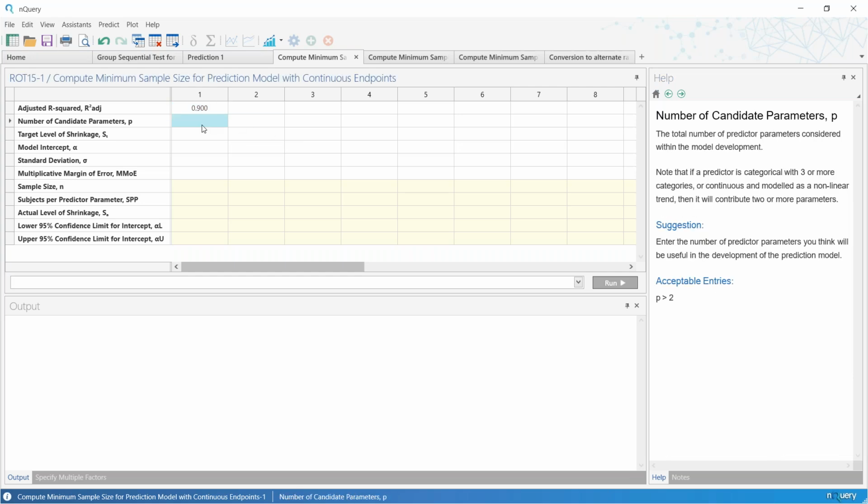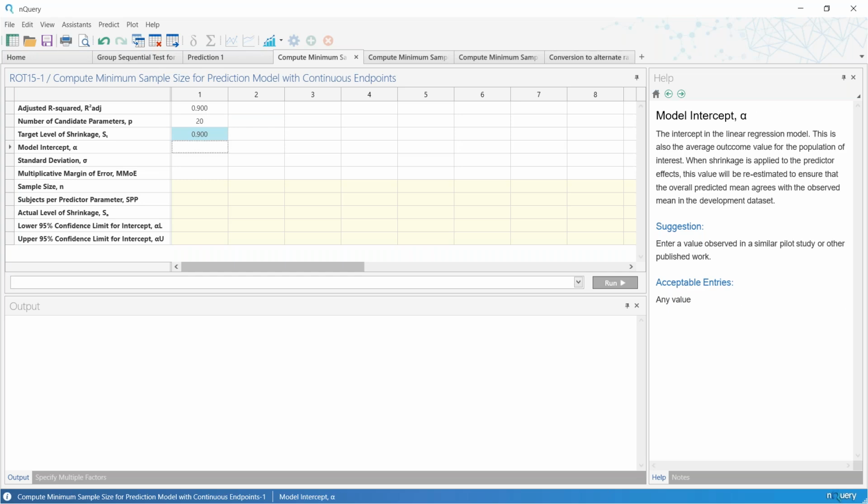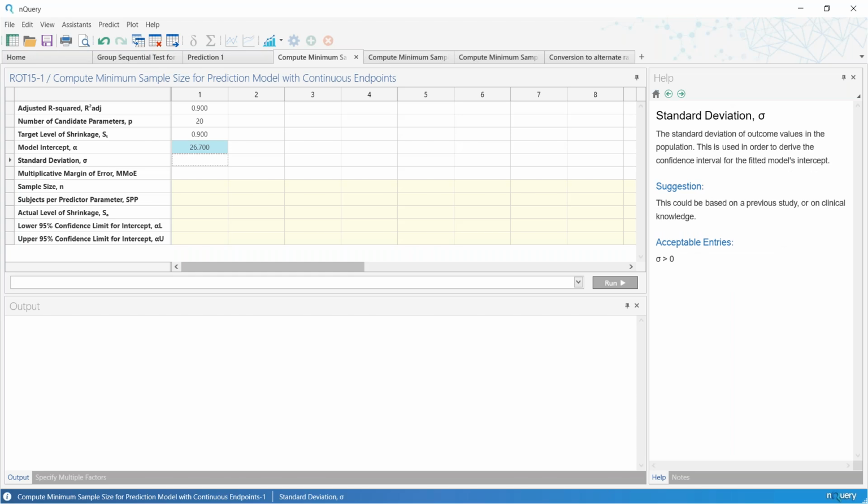We have 20 candidate parameters. Just to mention here that we're using approaches that might remove some of these parameters if they happen to be not very useful for making our assessment. We have our target level of shrinkage, which is 0.9. We have our model intercept, which is equivalent to the mean value in this case, and that's equal to 26.7. So the intercept and the mean are basically the same thing in this case, with a standard deviation of 8.7.